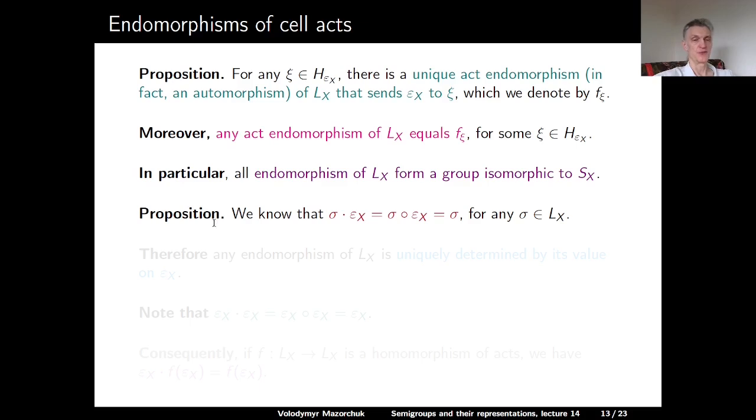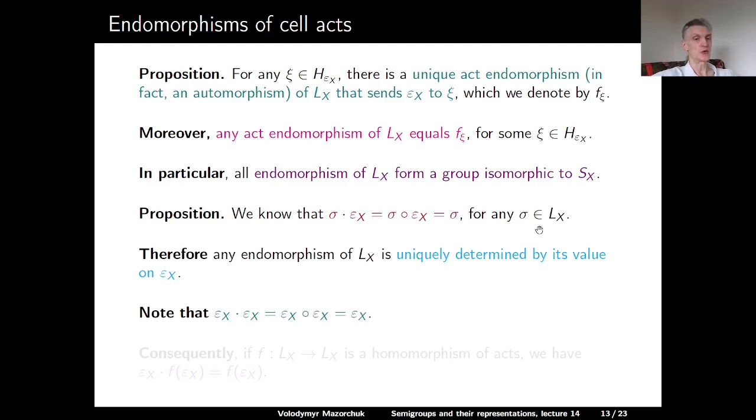Proof. Let us prove this proposition. So we know that sigma applied to epsilon x is equal to sigma after epsilon x and is equal to sigma for any element sigma in Lx. Therefore, any endomorphism of Lx is uniquely determined by its value on epsilon x, since all other elements of the act can be obtained from epsilon x by acting on it by some element in Lx. Note that epsilon x, when it acts on epsilon x, gives us epsilon x squared, which is epsilon x because that's an idempotent.